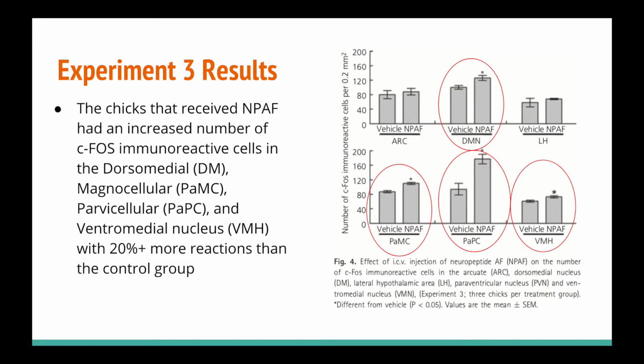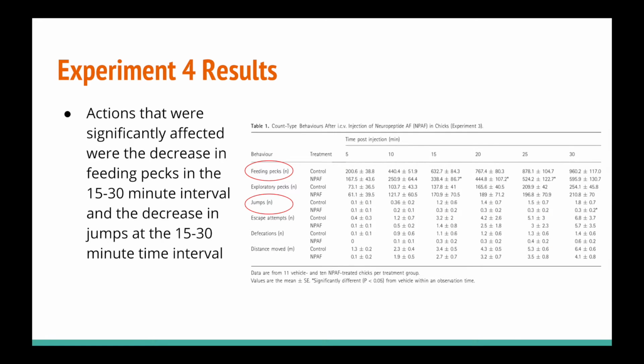For experiment 3, the chicks that received NPAF had an increased number of CFOS immunoreactive cells in the DM, PAMC, PAPC, and VMH with 20% or more reactivity than the control group. The ARC and LH were not affected by the NPAF injection. The figure to the left explains this by showing the number of CFOS immunoreactive cells per 0.2 millimeters squared in graph form.